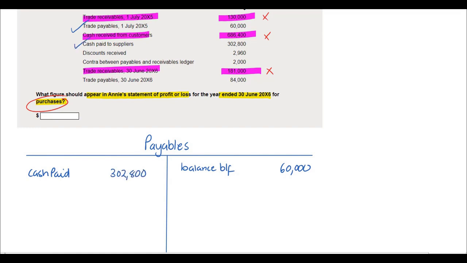We then have discounts received. Discounts received will also reduce the balance outstanding to suppliers. We'll put this on the debit side. We then have information about contras between payables and receivables. A contra entry will always reduce a payable and a receivable by the amount provided. Here the amount is 2,000.